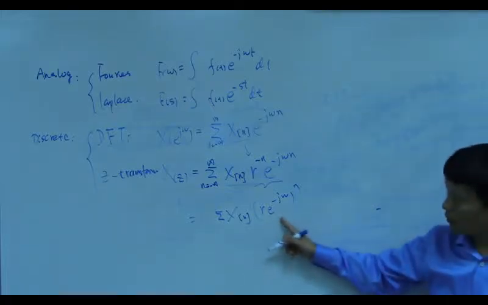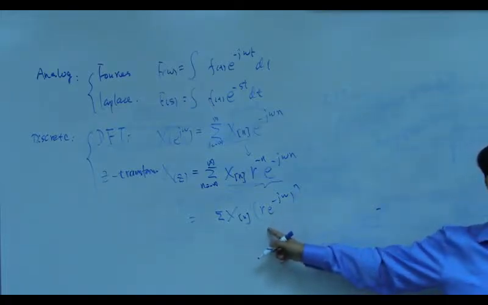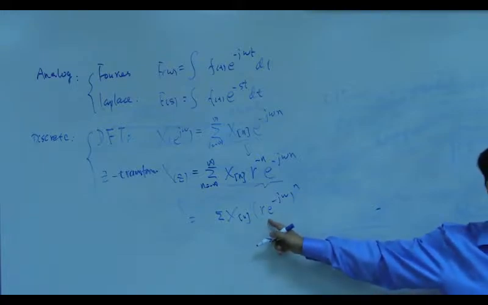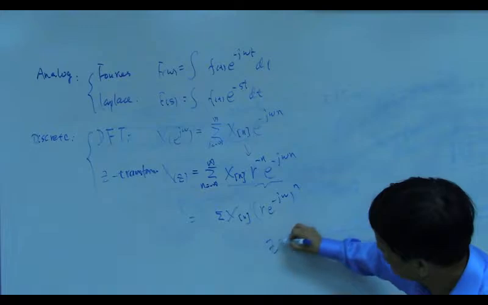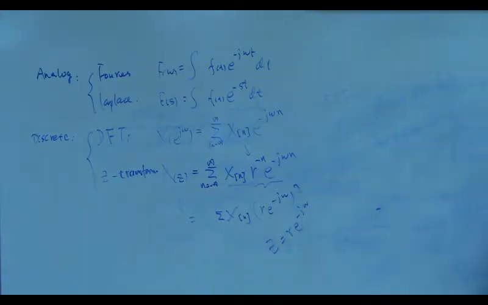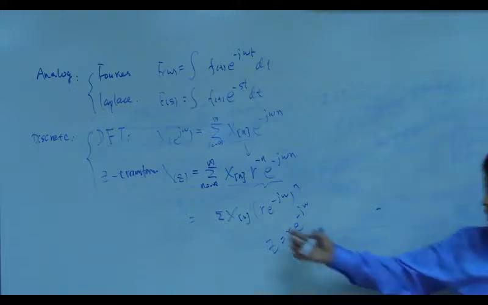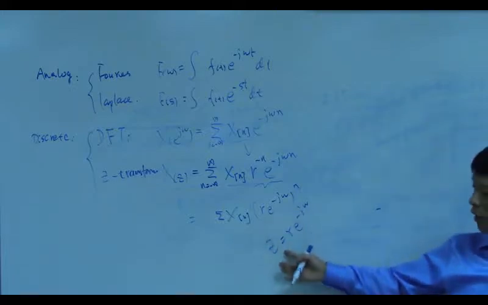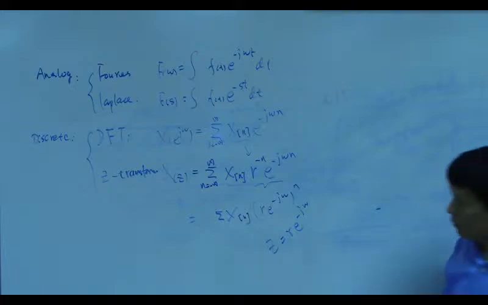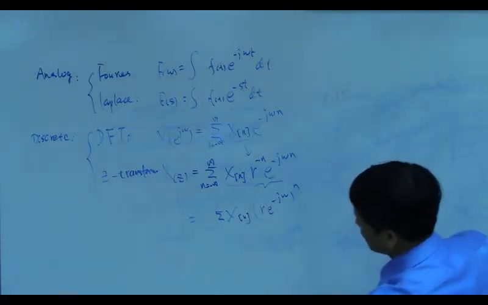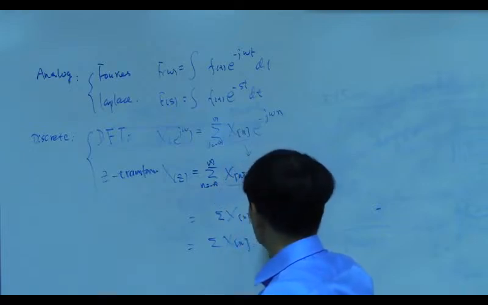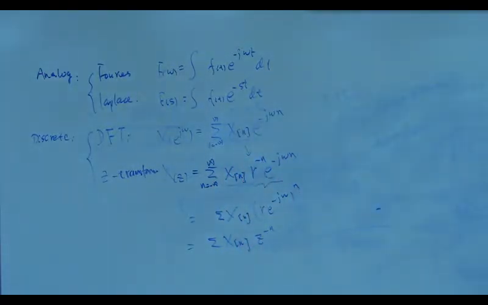Now look at this term. It is a complex number in polar form, right? So I can write z equals r e to the j omega. So that's it. I don't write this long form, I just replace it with z. Very simple. So this will be equal to the sum of x[n] times z to the negative n. That's all, as easy as this.